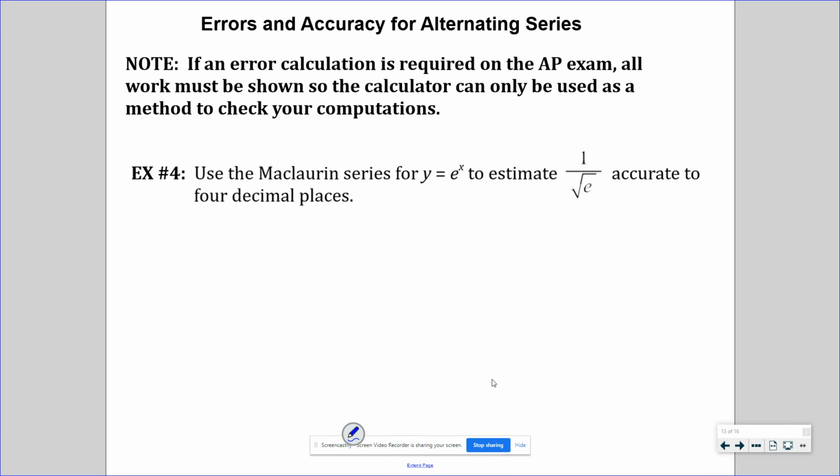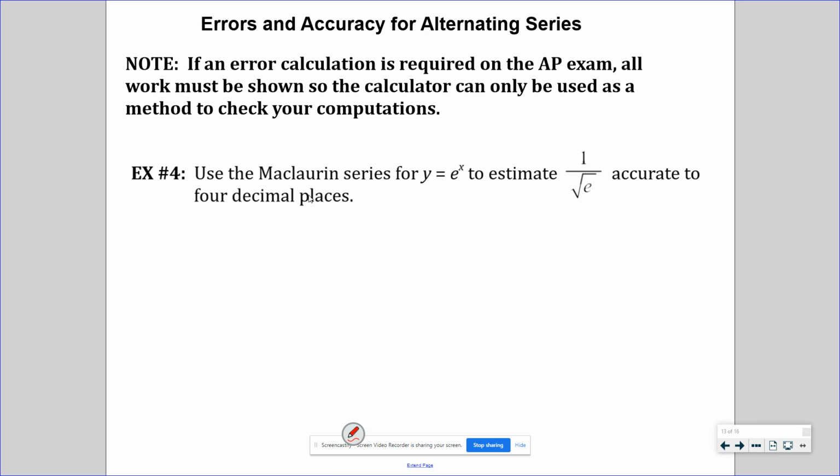Okay. It says here, just a quick note, if an error calculation is required on the AP exam, all work must be shown, so the calculator can only be used as a method to check your computations. So you have to essentially show your work. We all kind of know that that's how AP rolls. So let's look at example 4, and I'll show you what kind of work needs to be shown.